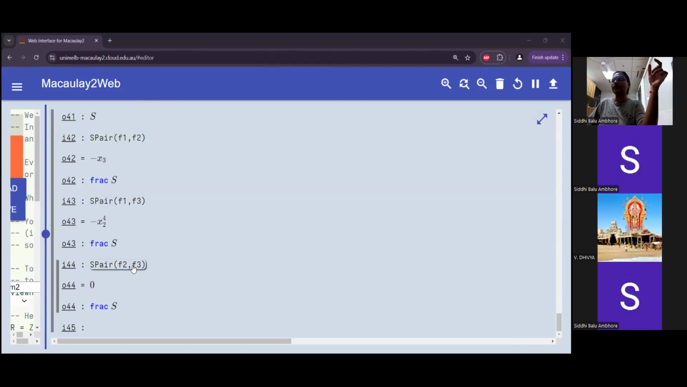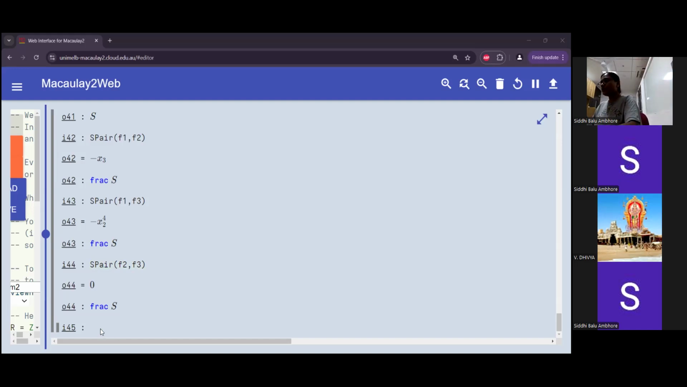So these were only 3 pairs of F1, F2, F3. So I wrote it out. I explicitly gave the code for writing S pairs, but if you have some ideal with 10 generators, and you are trying to find S polynomials for it, how will you proceed? You can't write 10 into 9 over 2, 45 pairs or something like that, right? That just is not very good.